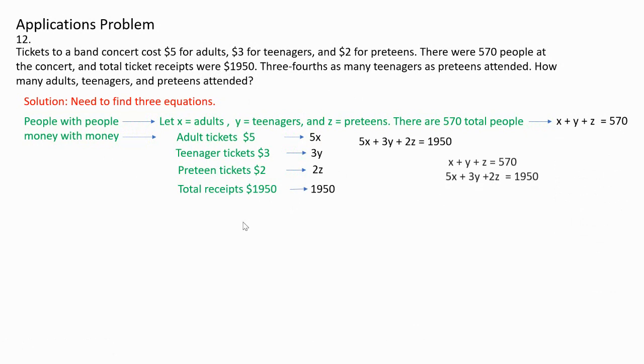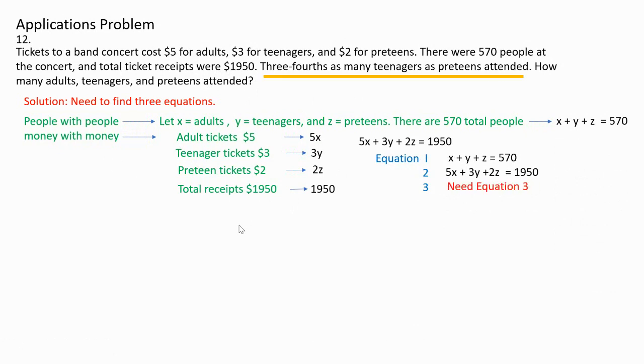Okay, now, we have equations 1 and 2, but we're missing the third one. So here's where the third one comes in. I know that this seems a little bit complicated to actually set it up, but it says 3/4 as many teenagers as preteens attended. So this is what it should be. But it's kind of hard to know how in the world can 3/4 as many teenagers as preteens attended be this equation here.